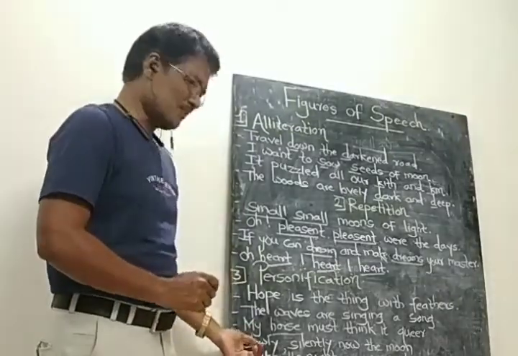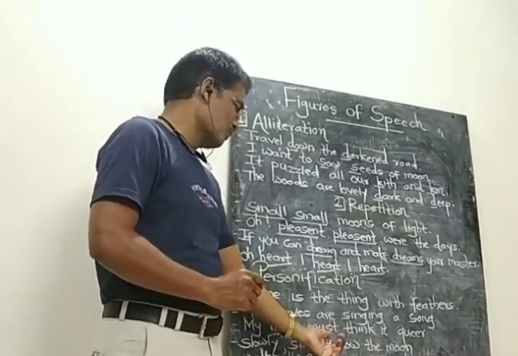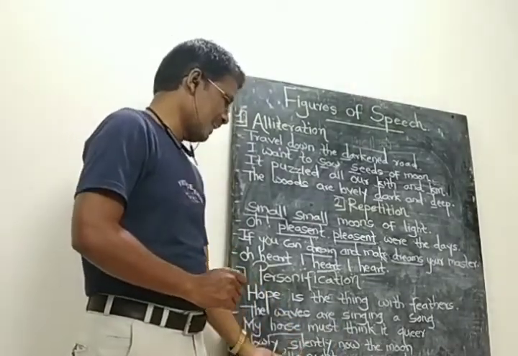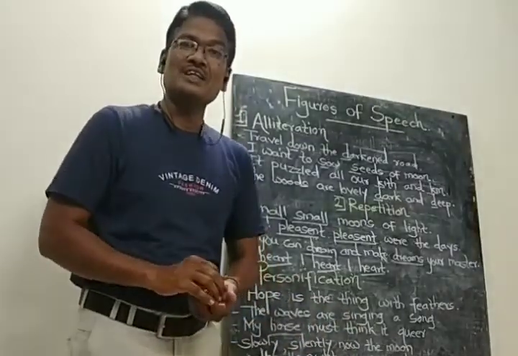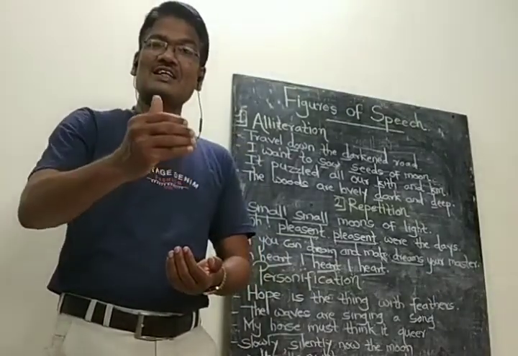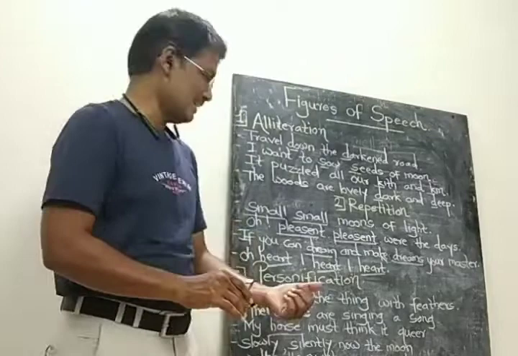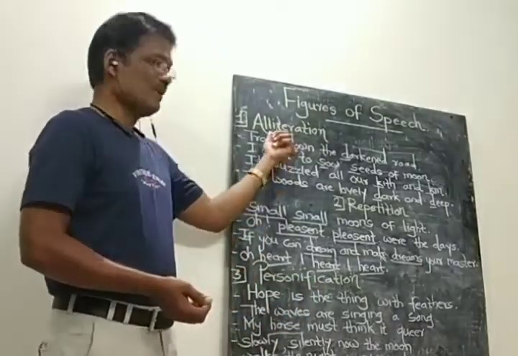Then see the last one. Slowly, silently, now the moon walks the night in silver shoon. Actually, the moon is a non-human being, but it is imagined that it is a human being. Hence it is personification.